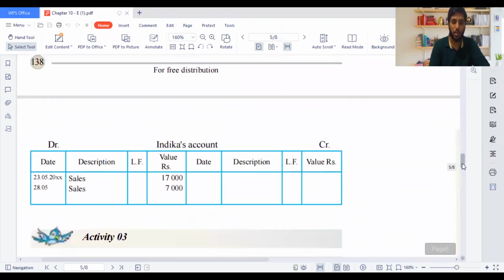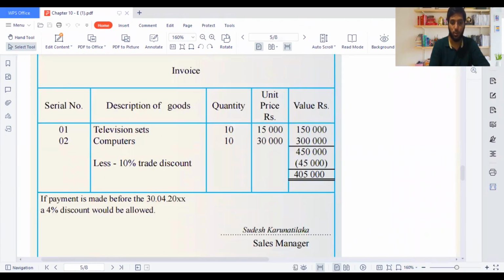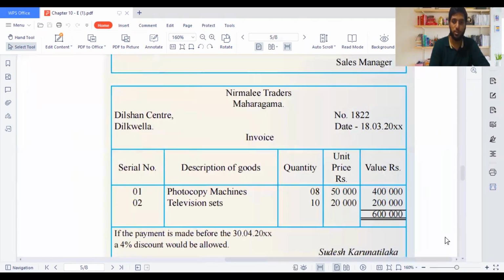So if you are getting a discount, it is a purchase invoice. If you are giving a discount, you say discount will be allowed, then of course we'll be considering it as a sales invoice. And for a purchase invoice, you will say you will receive a discount, something like that.